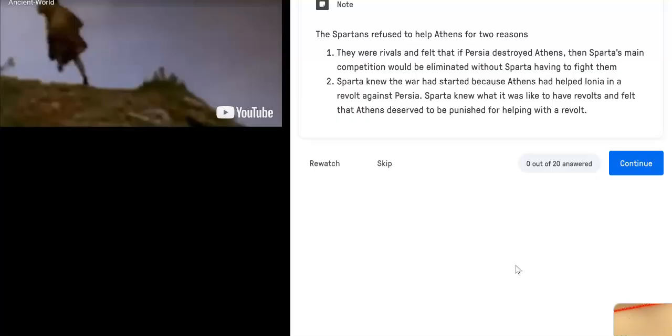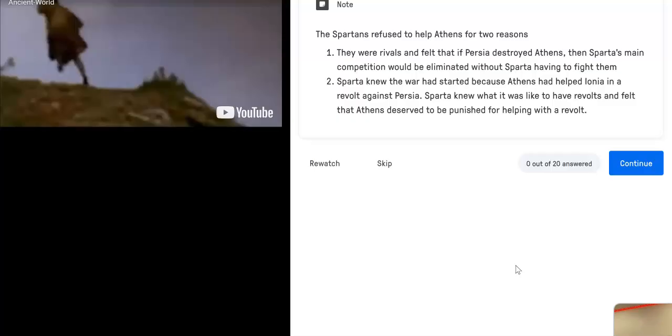Sparta doesn't want to help Athens for a couple of reasons. Number one, remember, these city-states are in conflict. So if we look here, they were rivals. Sparta and Athens do not see the world the same way. They compete for resources. They compete. Sparta and Athens were both trying to be the strongest city-state, the best city-state, the most successful city-state.